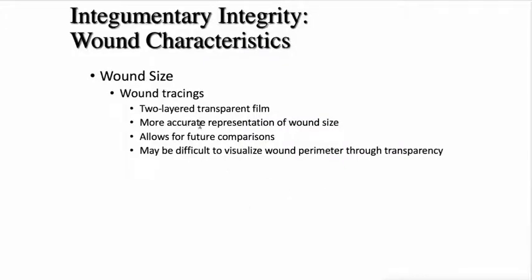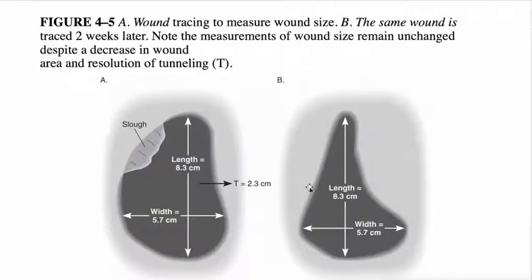Wound tracings, you're going to use 2-layered transparent film. It's a more accurate representation of the wound size, and it allows for future comparisons, but it might be difficult to visualize the wound perimeter through the transparency. So here's a wound tracing, and then again another tracing 2 weeks later, and you can really see the change. However, sometimes you have tunneling, which can create problems.